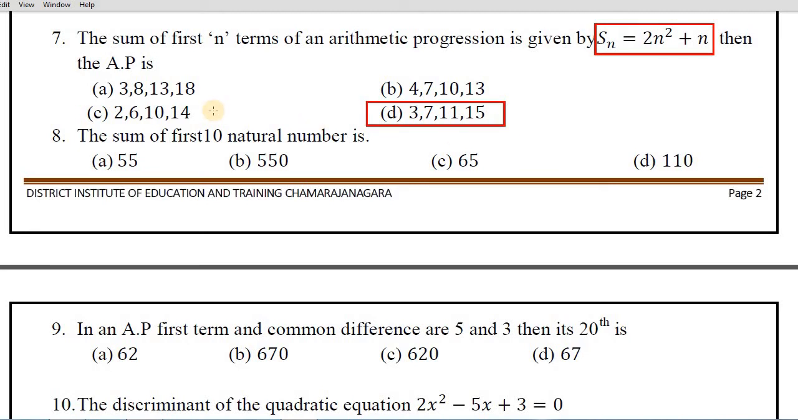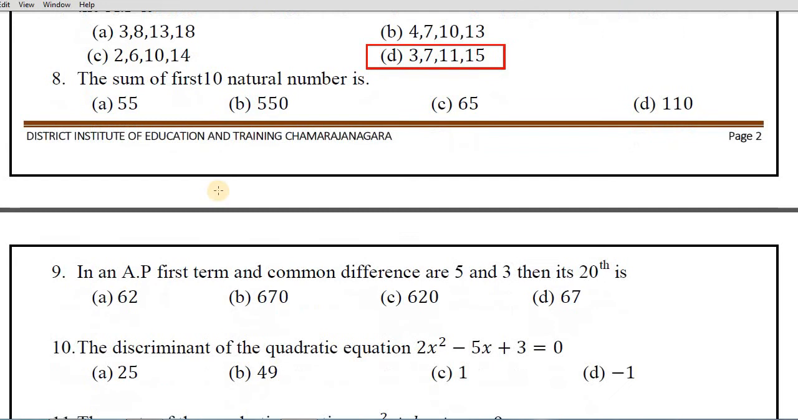So this kind of problem they asked in the model question paper. If you go through the model question paper video, easily you will come to know how to solve this problem. Next, question number 8.